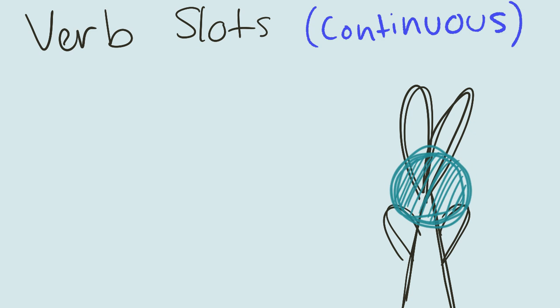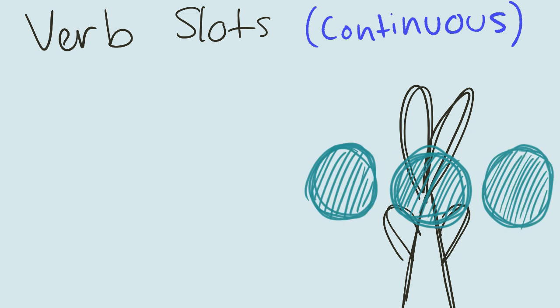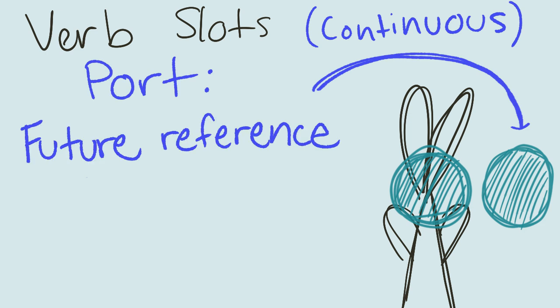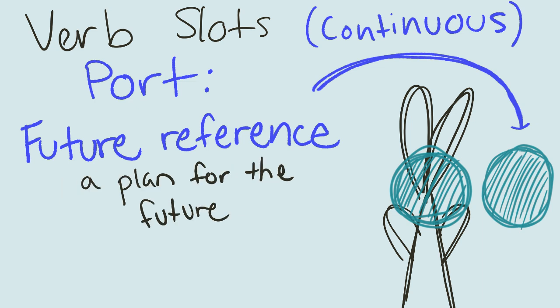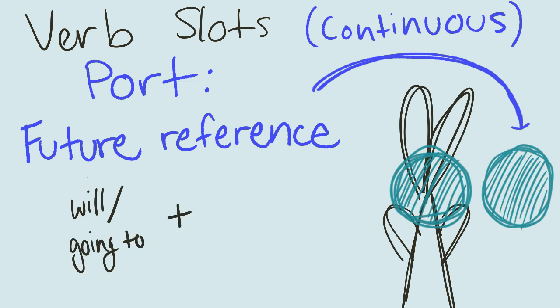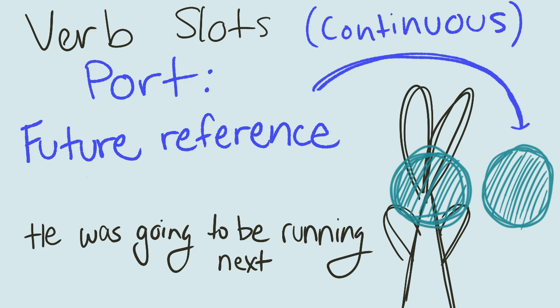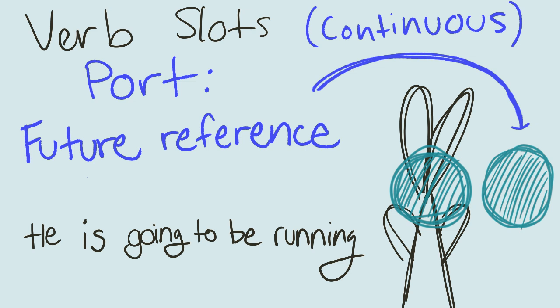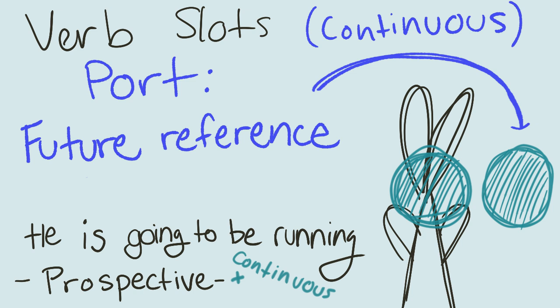Within the continuous aspect, aside from the basic form, we also have 2 other slots. The first is located on the port side of the tail and is often used for future reference within a tense, often as a sort of plan for the future. The English formula for this is will or going to plus the verb root. And, in this case, since we are still within the continuous frame, we'll also add the ing ending. This generates sentences like "he was going to be running next," "he will be running soon," or "he's going to be running." This is called the prospective aspect, specifically the prospective continuous aspect.